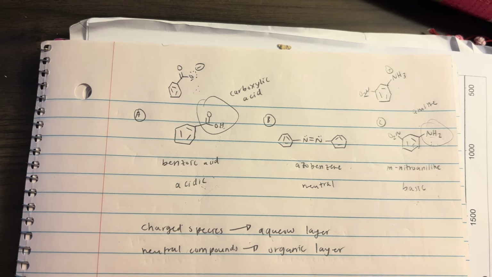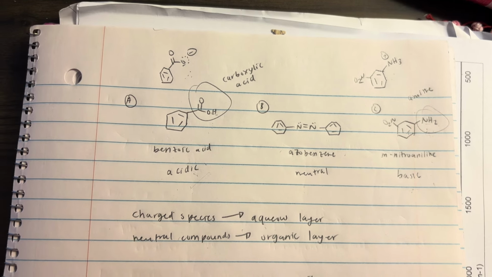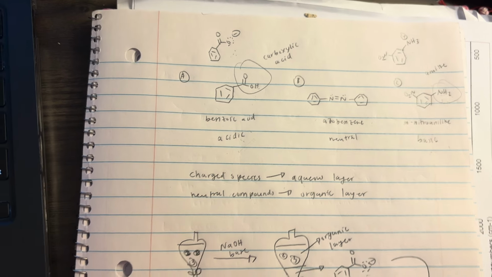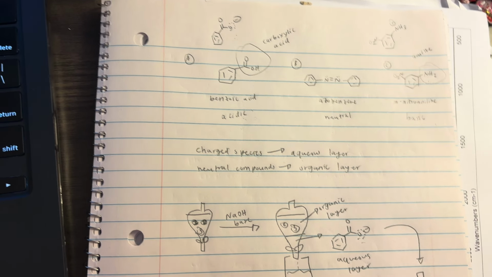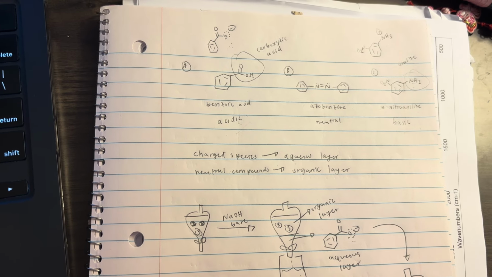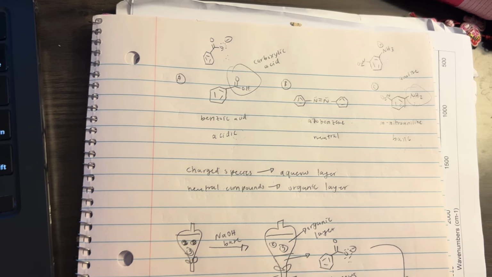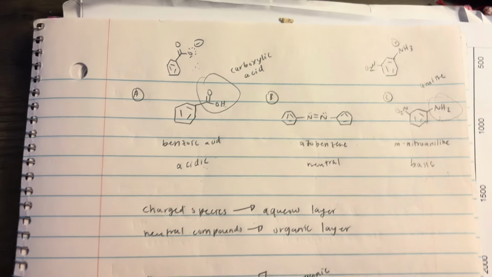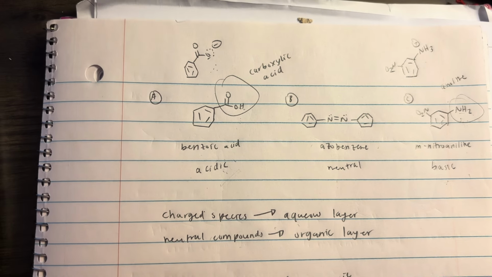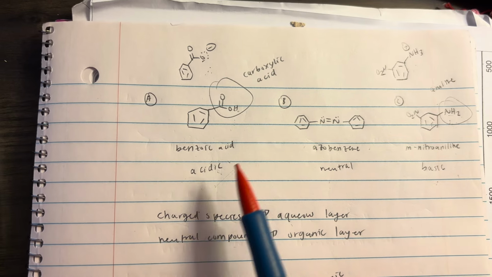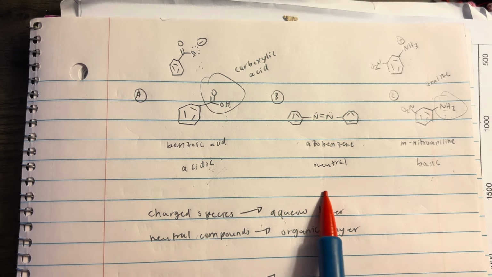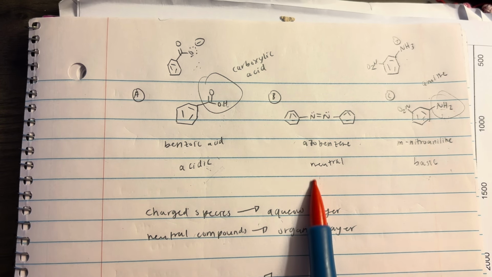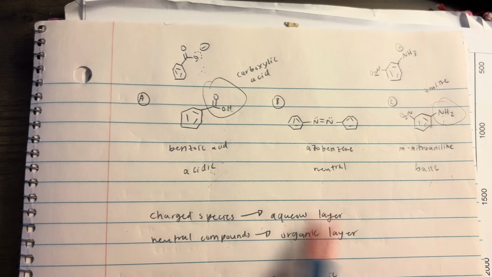I will be explaining acid-base extraction today as my own method of studying for tomorrow's quiz. I took these compounds off of the experiment 4 lab manual, and I'm just going to use them as my example today. So there are 3 compounds to isolate: benzoic acid, azobenzene, and m-nitroaniline.